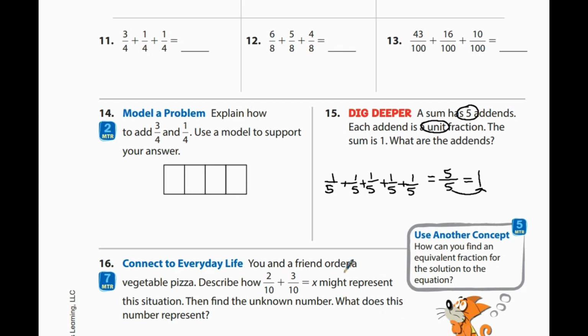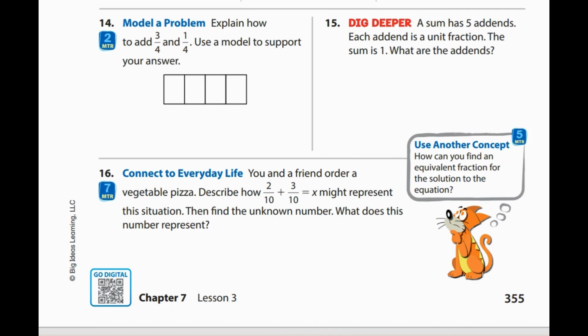Now let's take a look at number 16. For number 16, it says you and a friend order a vegetable pizza. Describe how 2/10 plus 3/10 equals X might represent the situation, and then find the unknown number. What does this number represent? So if it says you and a friend order a vegetable pizza, that means that one of us must have had 2/10 of the pizza and the other one must have had 3/10 of the pizza.